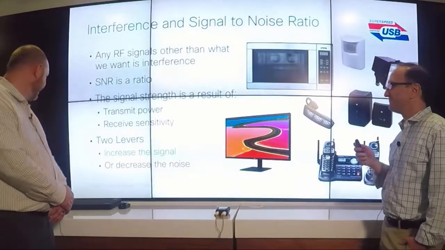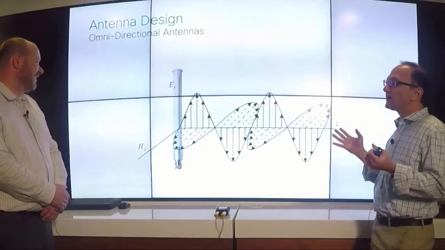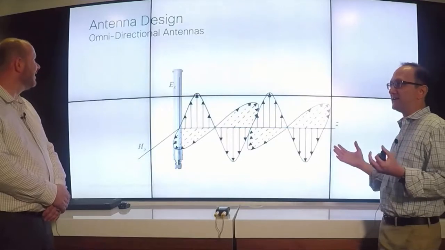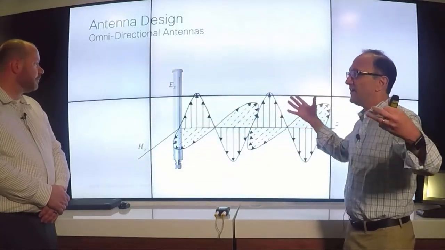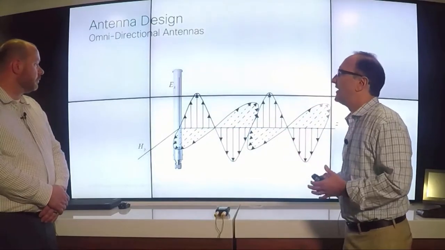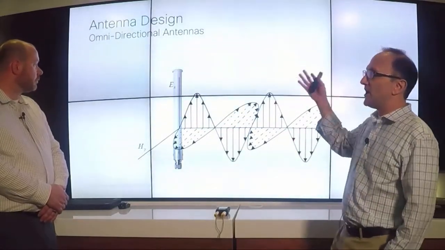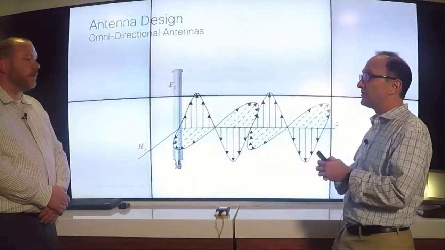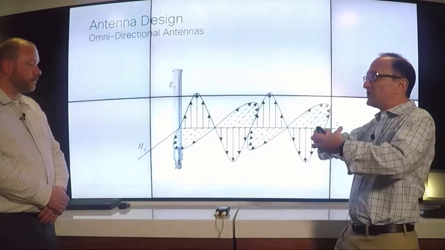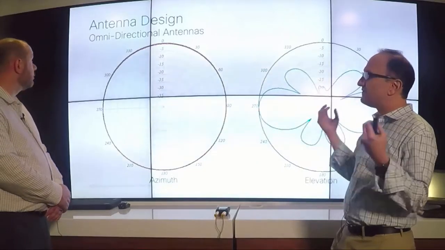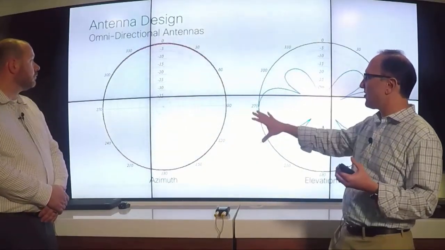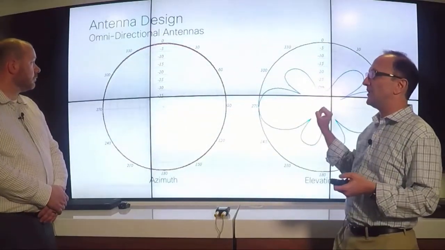Perfect. Yes, excellent. So let's talk a little bit about how we design antennas, because this is really looking at how I'm going to get the wireless coverage out in my area. The most fundamental antenna we talk about is the omnidirectional antenna, right? We're sending out the signal in all directions. And the way we visualize this is with our azimuth and our elevation plane diagrams, right?